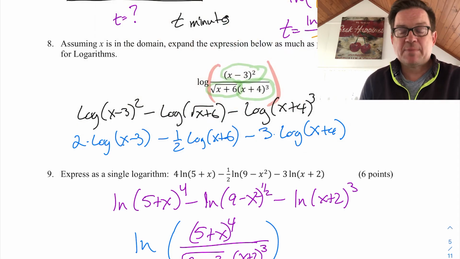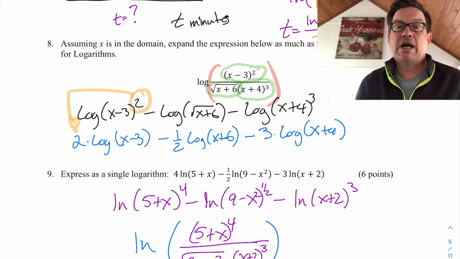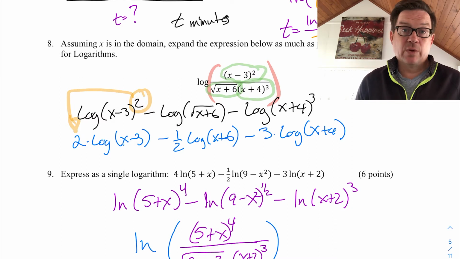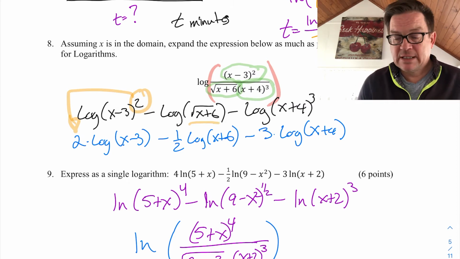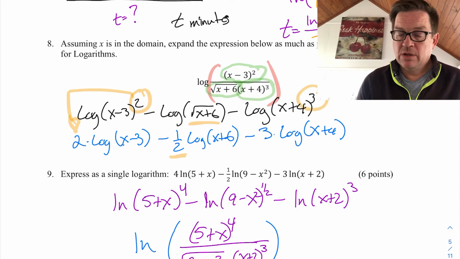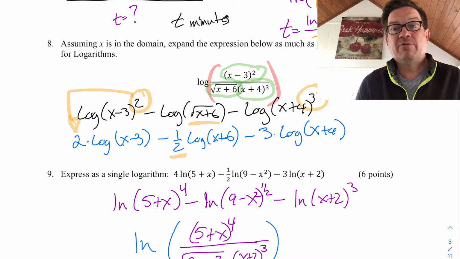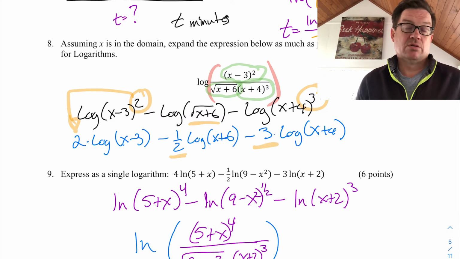And so then what happens in the next step? In the next step, you can take all these exponents and move them down in front. Since this was really two factors of x minus 3 squared, we get 2 times the logarithm of x minus 3. And we have the square root of x plus 6 here in the middle. That's a half a factor. The square root is the half exponent, so we get a 1/2 down in front. And the last one, we've got cubed, so that means that we had 3 factors of that in the denominator. So we have to subtract 3 of those logarithms.